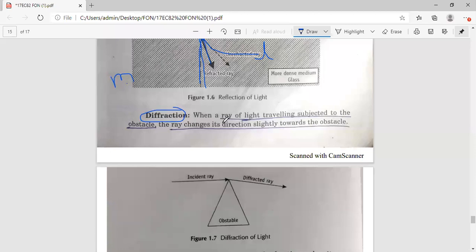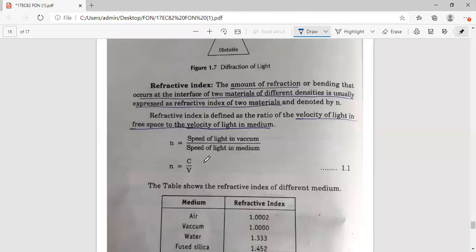And next, diffraction. What is diffraction? When a ray of light travels and hits any obstacle, this happens even in the case of radio waves or any wave that hits buildings. Whenever communication is taking place, if any obstacle comes in between, the ray changes its direction slightly towards the obstacle. See here, this is an incident wave. It will hit here and change its direction. It will not be in the same direction.